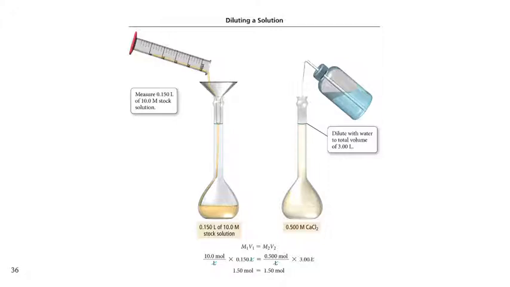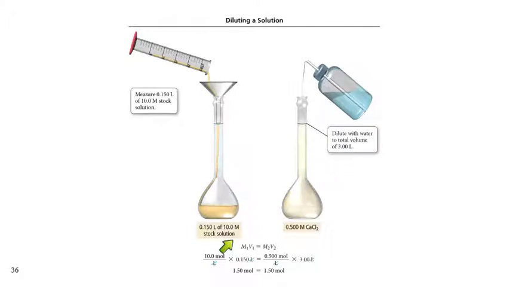Here's an illustration of diluting a solution. And we're going to do this today as well. Again, we're using volumetric flasks. So we're measuring out here in the example 0.150 liters of a concentrated 10 molar stock solution. We're going to put that in the flask, and then we're going to add water up to the mark and mix it thoroughly. So the new volume of this solution is 3 liters.